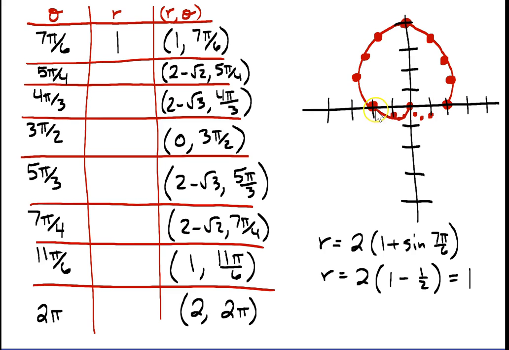So as you connect these coordinates together, you have something that looks like this. All right, what is this called? This is called a limacon.